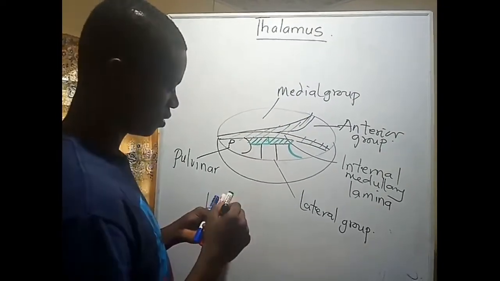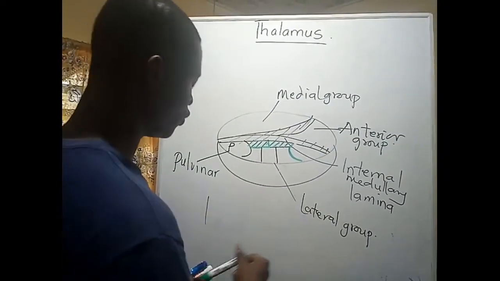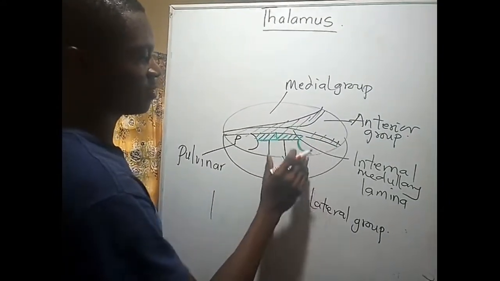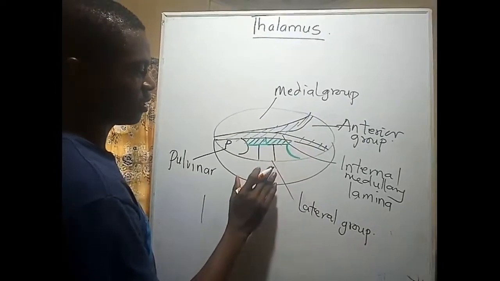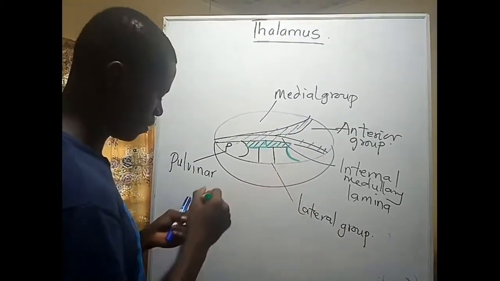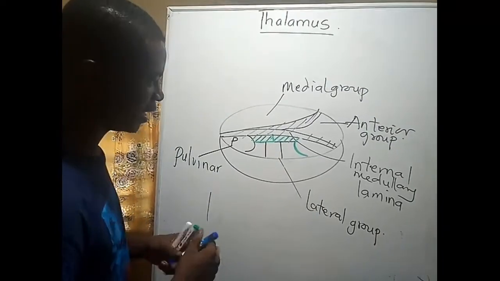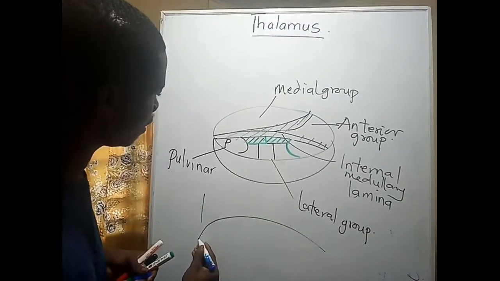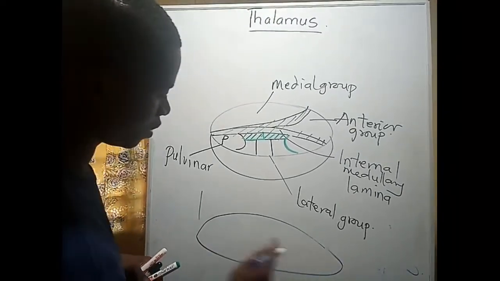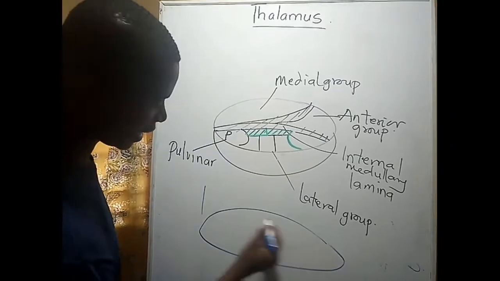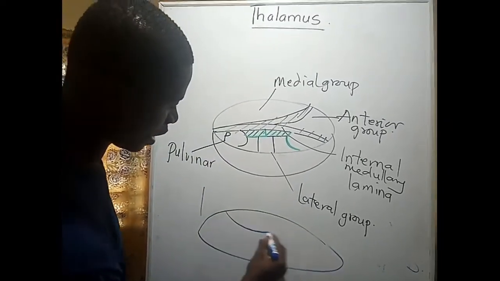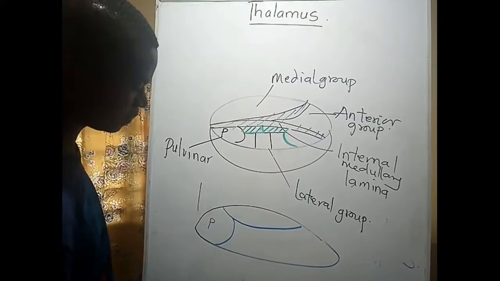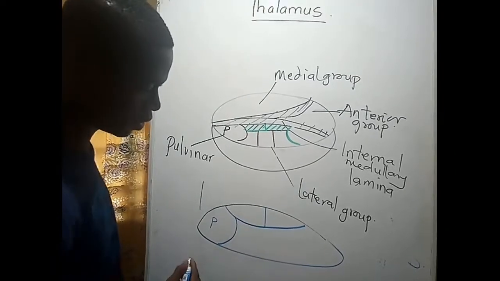Good. So what we are going to do now is, we said that the thalamus is divided into three basic regions, and then we are looking at the lateral group. So let me project this here so that we actually see what is occurring there. Good. So this is the lateral side. For the lateral side, we have a dorsal group. Okay? Then we have the pulvinar.